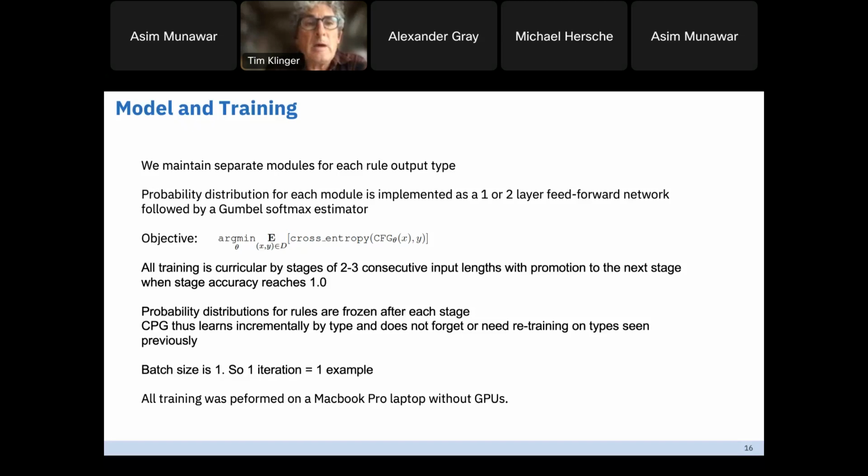The top is test, the bottom is training curves, and the left is length, the right is adjunct. So the left is productivity, the right is systematicity.